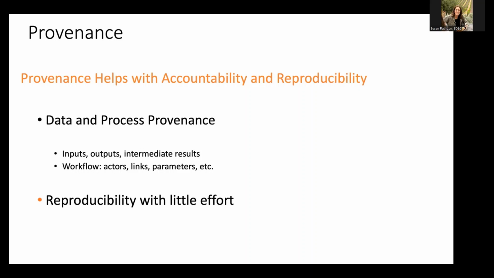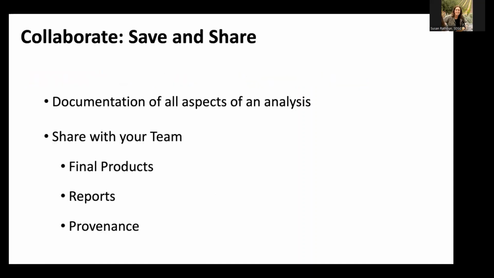Data and process provenance generally saves inputs, outputs, intermediate results, what were the steps, which step was linked with which step, the parameters used in each step, and then the version of the software and the data that you have used, which helps with reproducibility with little effort.